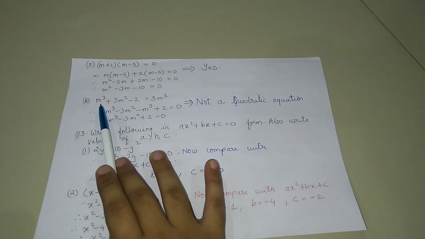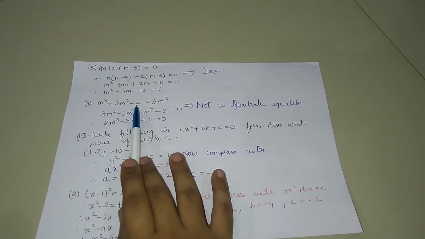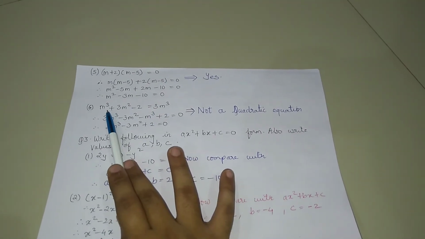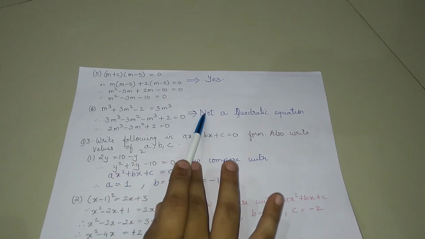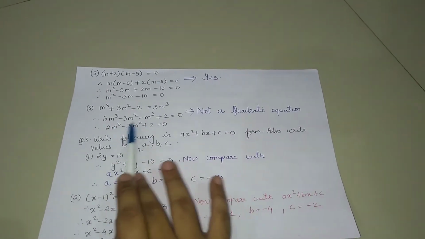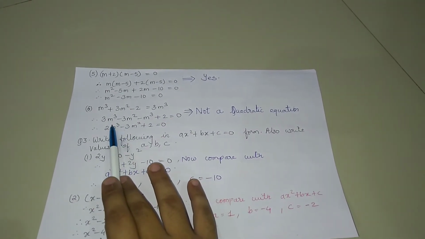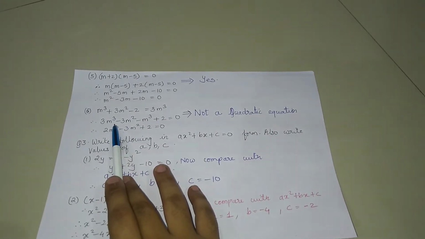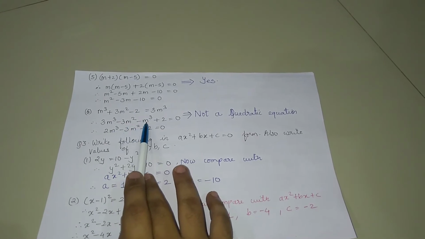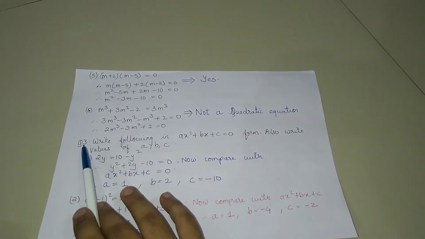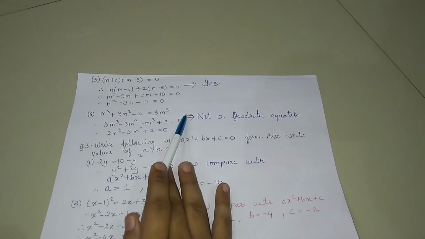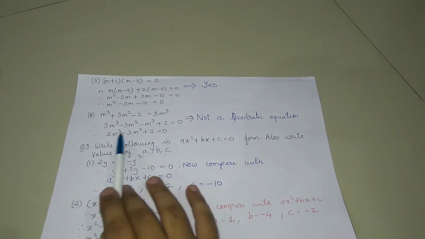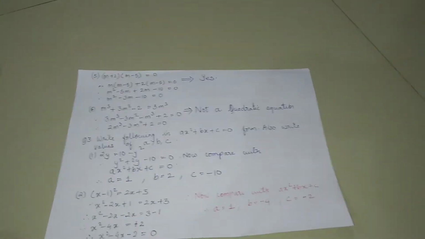Okay, so coming to the next, m cube plus 3m square minus 2 equals to 3m cube. By seeing the question only, it's clear the highest power is 3. So this is not a quadratic equation, but we can simplify this like this. After simplifying, we shift all these terms to this side, and after solving we get 2m cube minus 3m square plus 2 equal to 0. Highest power is 3, so not a quadratic equation.